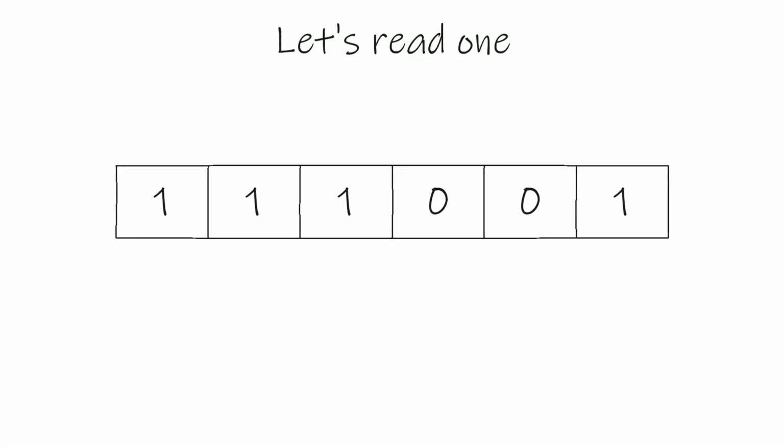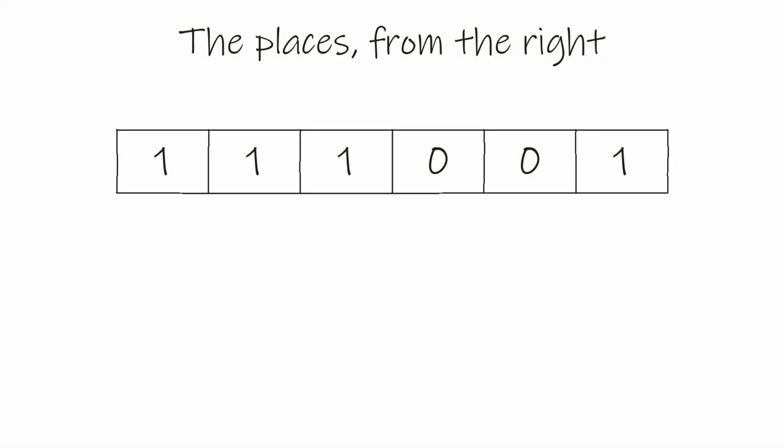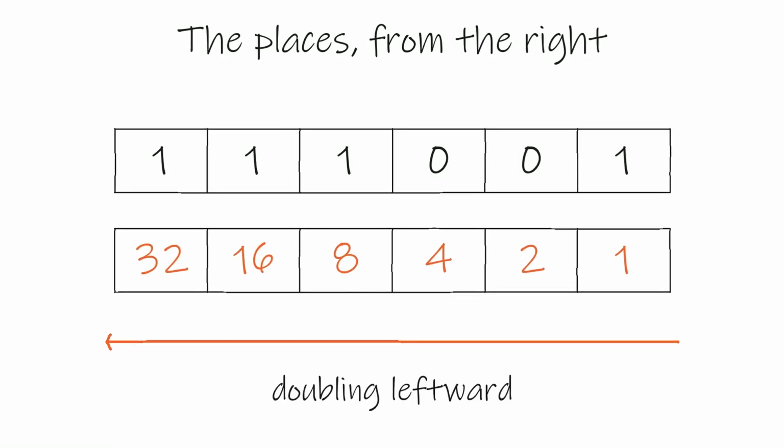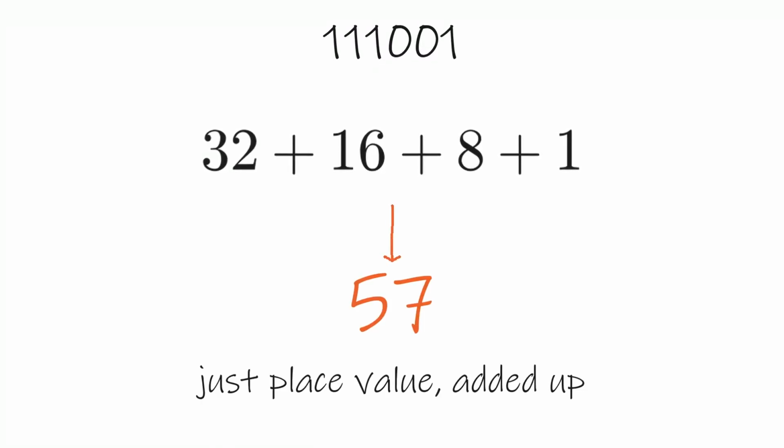Let's read one. Take 1 1 1 0 0 1 in base 2. The places from the right are 1, 2, 4, 8, 16, 32. So that's 32 plus 16 plus 8 plus 1. 57.